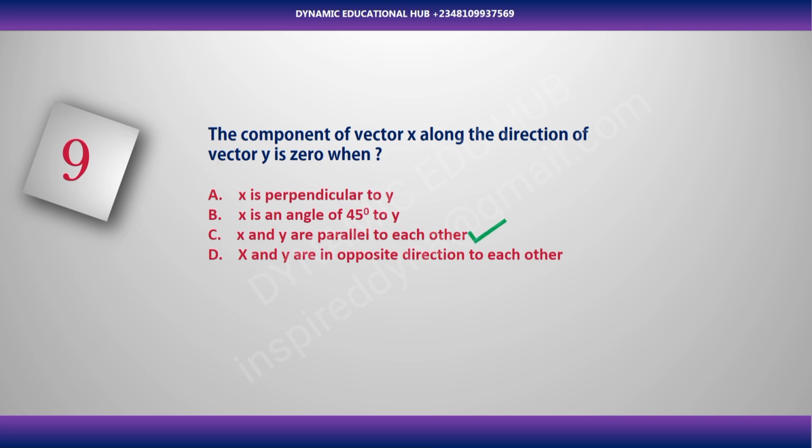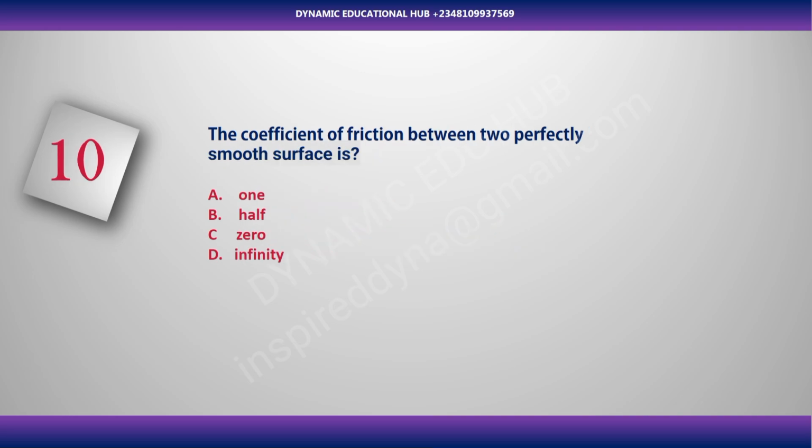C. So the next question: the coefficient of friction between two perfectly smooth surfaces. This one is coming from tribology, which is the science of friction and surfaces. Now let's look at how to solve this. Perfectly smooth surface, 100% smooth, means that the grain size is extremely small. So the friction will be what? 0. And you cannot have a perfectly smooth surface. So now A is 1, B is half, C is 0, D is infinity. The answer is 0.